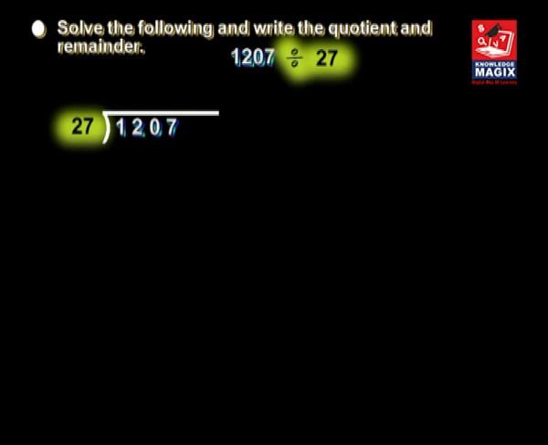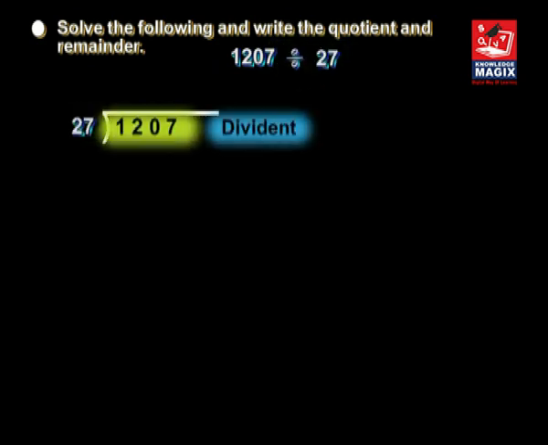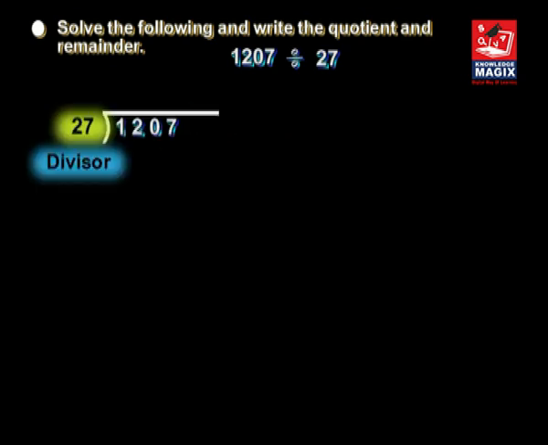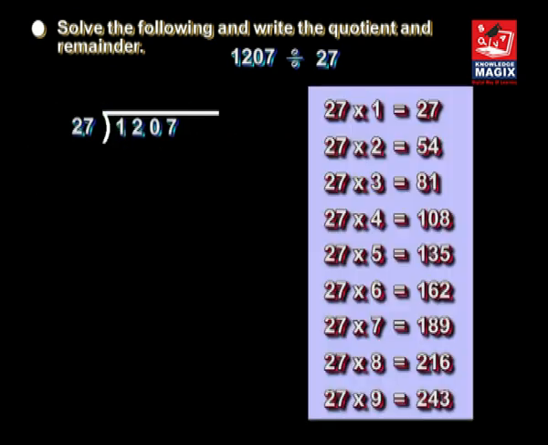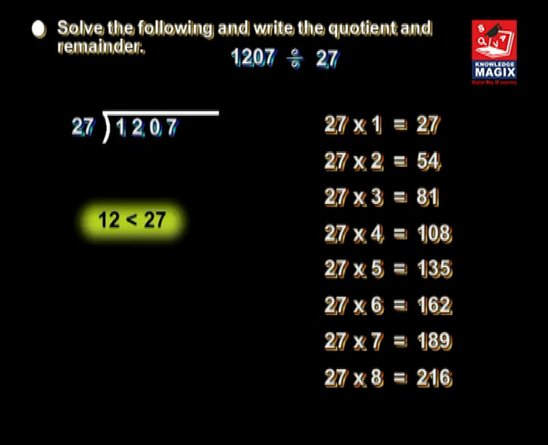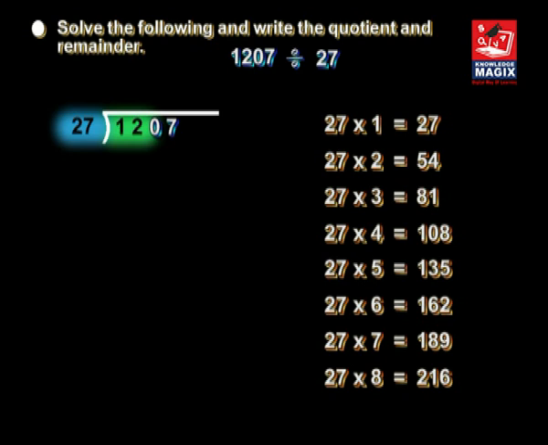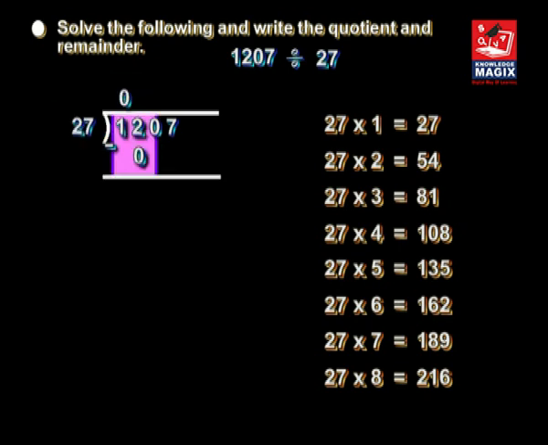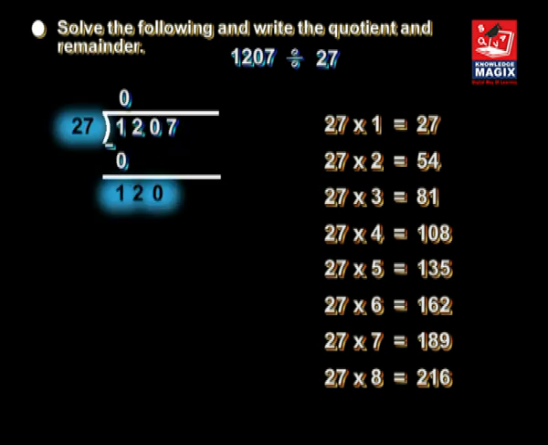1207 divided by 27. Here 1207 is dividend and 27 is the divisor. First we'll prepare the table of the divisor, that is 27. As 27 is a 2-digit number, first we'll take the 2 digits of the dividend. But 12 is less than 27, so we cannot divide 12 by 27. So 27 zeros are 0. So 12 minus 0 is 12 and we'll put the next digit 0. So now 120 divided by 27.